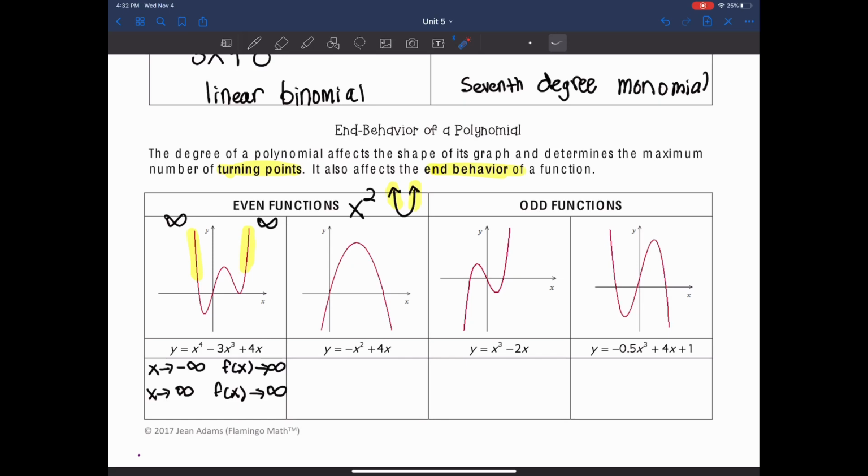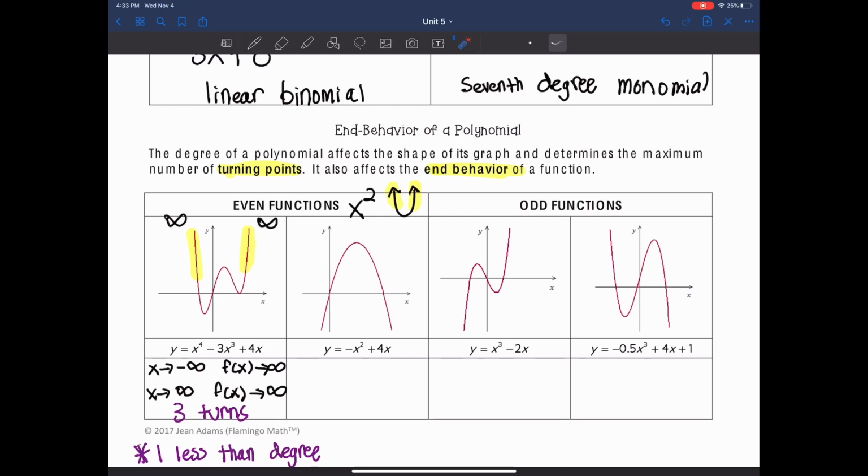Now let's talk about the number of turns that this graph is going to have. A little trick that I want you to use for the turns of the graph is that your turns are going to be 1 less than your degree. So if your degree is 4, that means that your graph is going to have 3 turns. And those are just a couple of key things to look at when we have even functions.